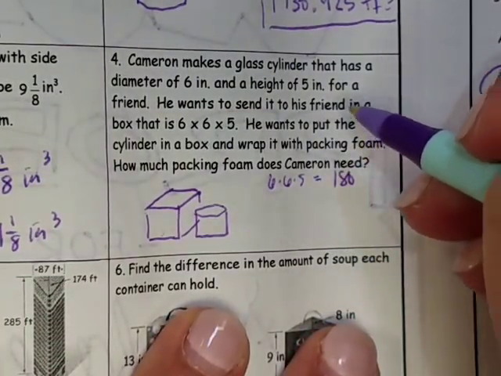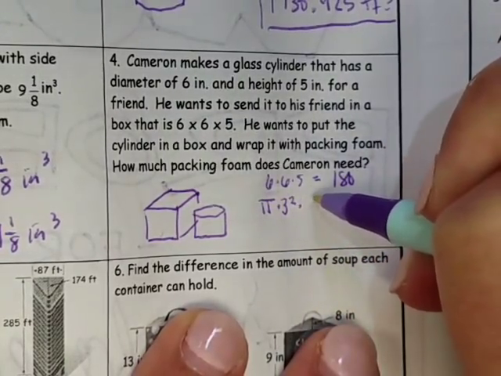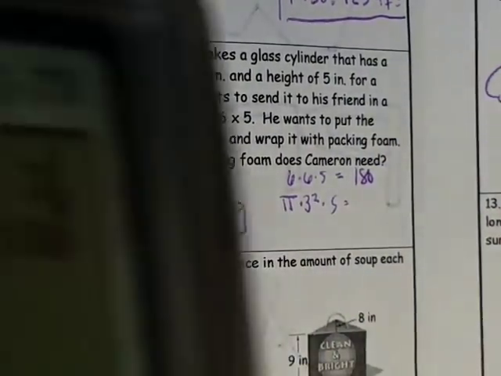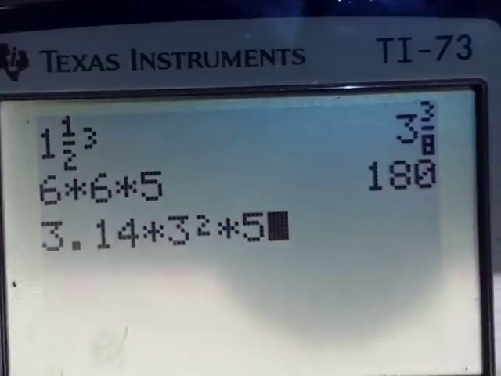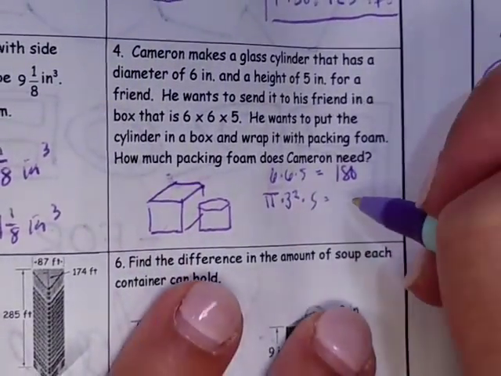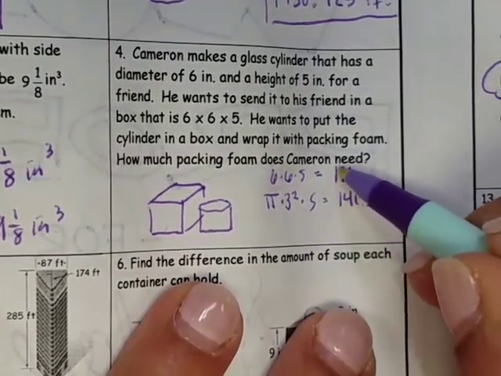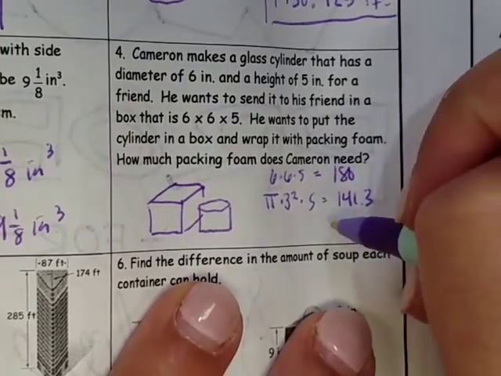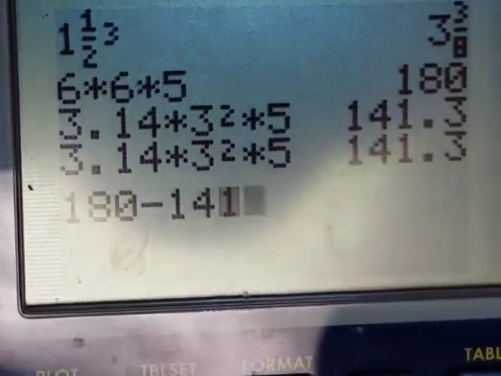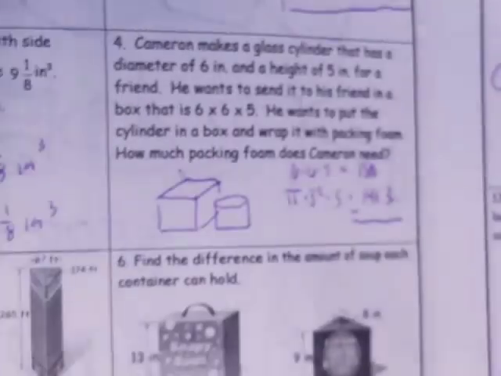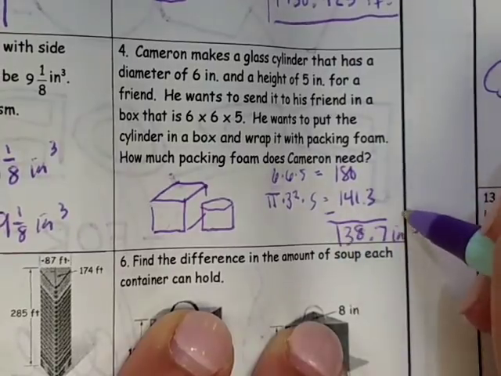The cylinder is a diameter of 6, so I'm going to use 3 as my radius, and a height of 5. So 3.14 times 3 squared times 5 is 141.3. So I know that my cylinder is taking up this much space. I know I have this much space to work with. So what's remaining for the foam? I just have to subtract. So 180 take away 141.3. And so my difference is 38.70 inches cubed. So that's how much space I have for my foam.